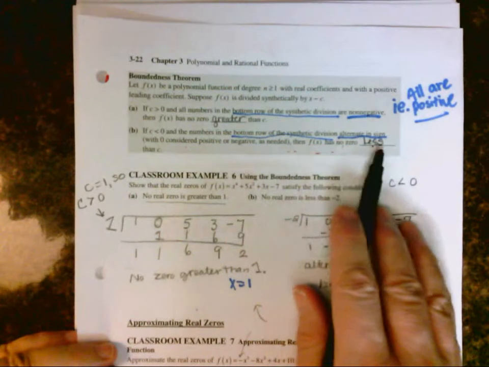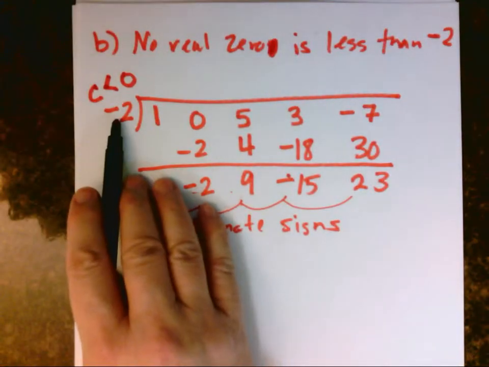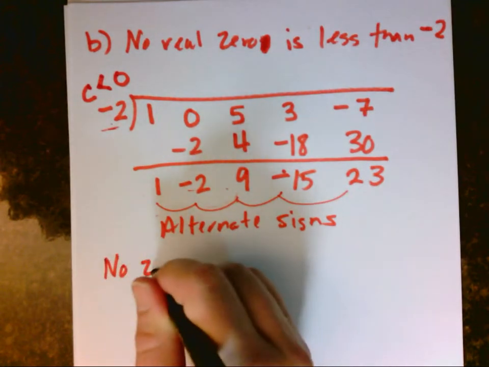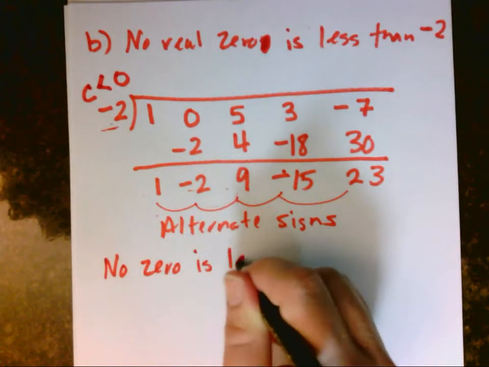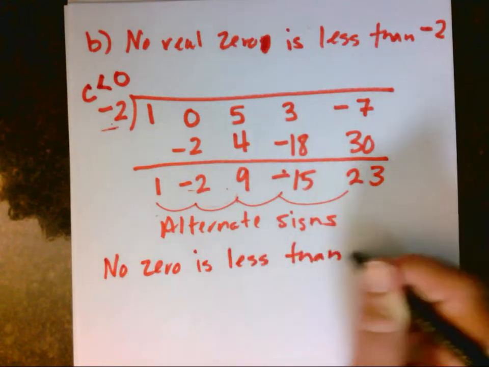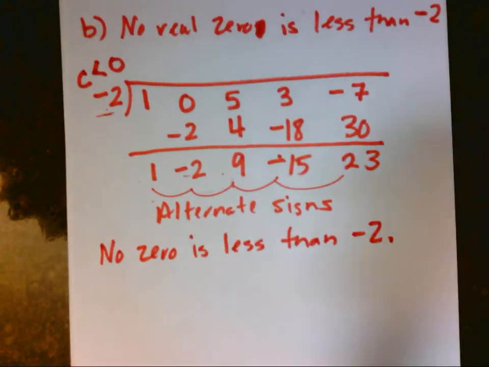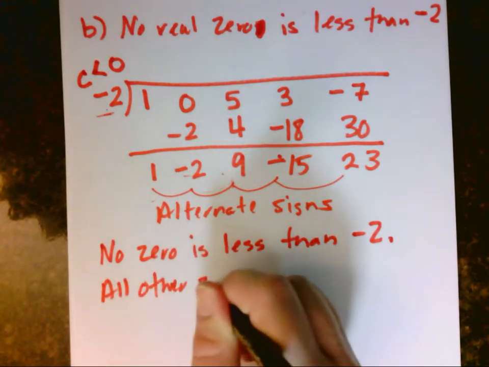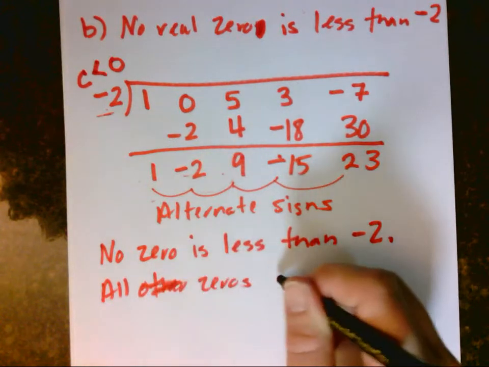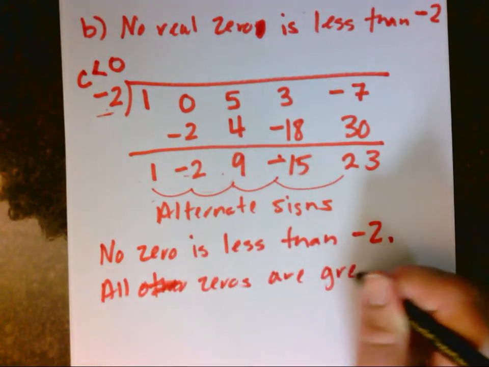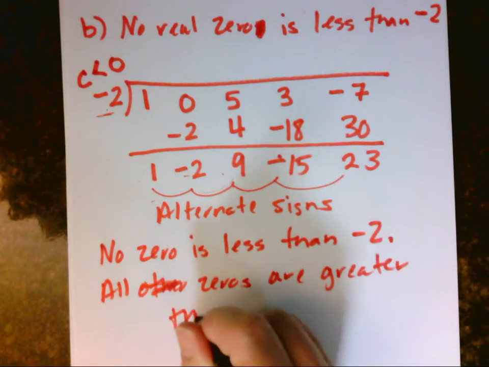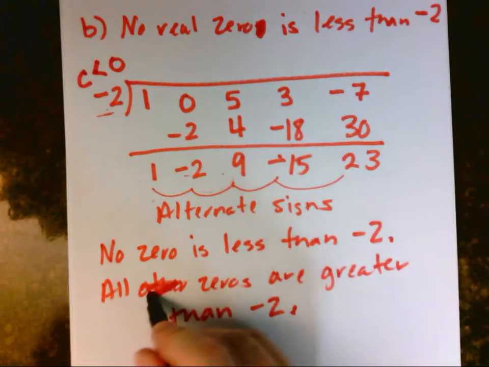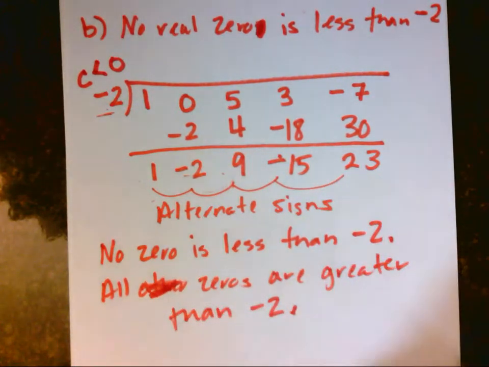Then f of x has no zeros less than this. So it doesn't have any zeros smaller than this. No zero is less than negative 2. Or another way to say that is all zeros are greater than negative 2. Okay? It's the same. Either way you like to say it. And this falls out of the boundless theorem.